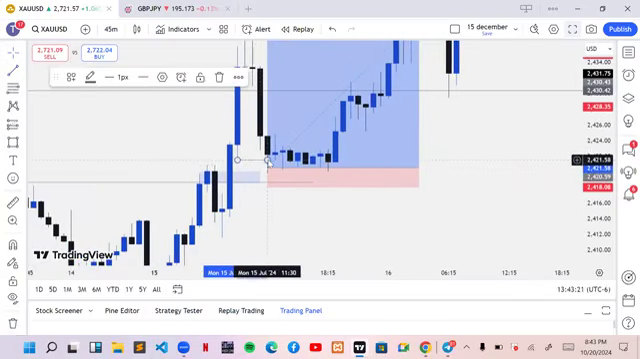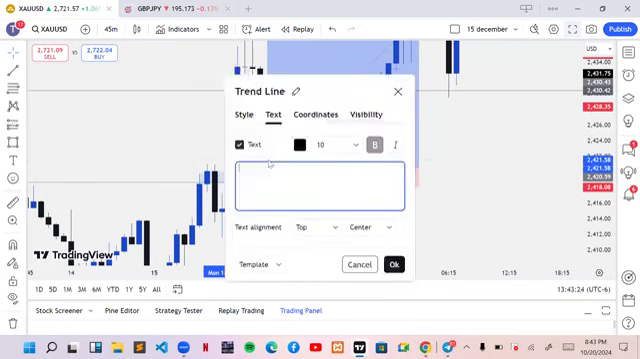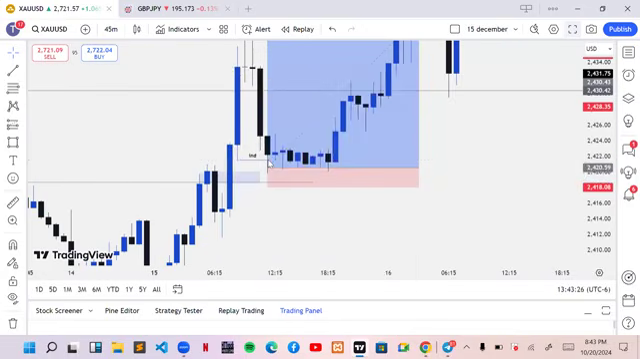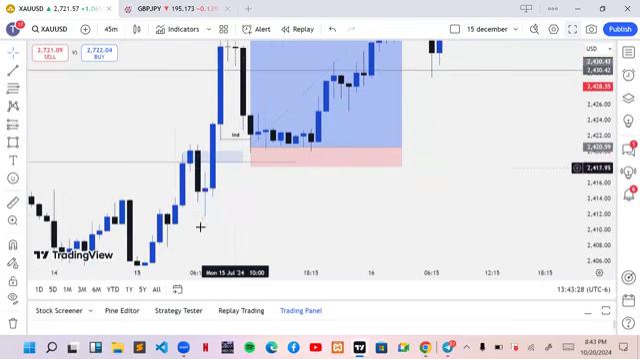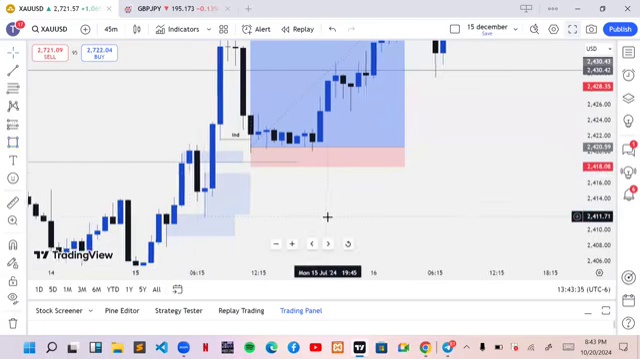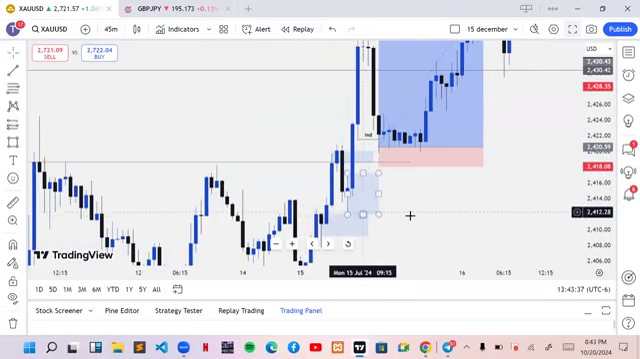This is our inducement right here. This is our inducement right here. So there's another block down here. There's also another block down here too. So which point of interest are we going to use?